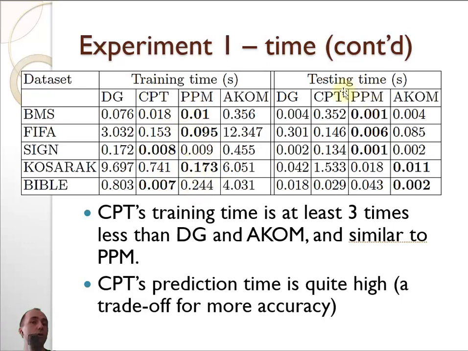Some other model, more simple, like PPM, are really fast. And in terms of testing, that means to do the prediction, the CPT model is not the fastest. Sometimes it can be 10 or 100 times slower than other model. But this is a trade-off actually for the accuracy. So if you want a model very fast, maybe you use a more simple model like DG and so on. If you care more about accuracy, maybe you can use CPT and so on. Of course, it depends on the data. I think it's important to try a different model.